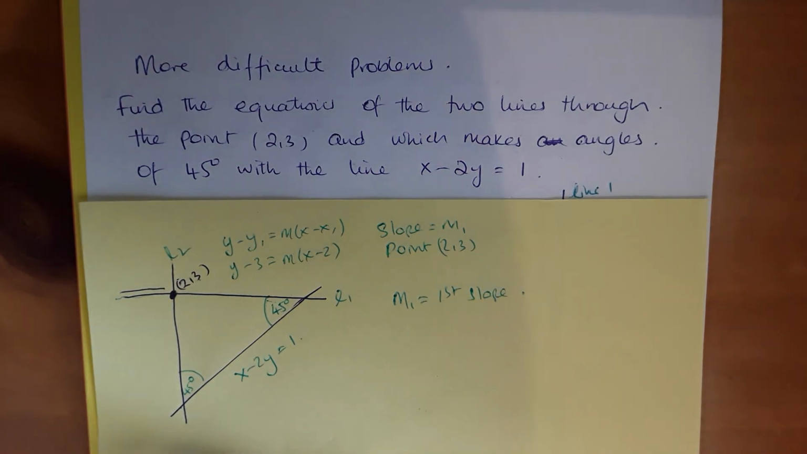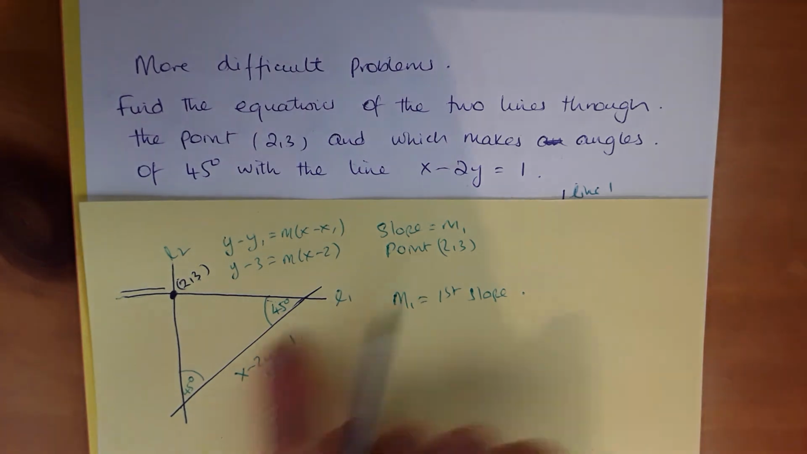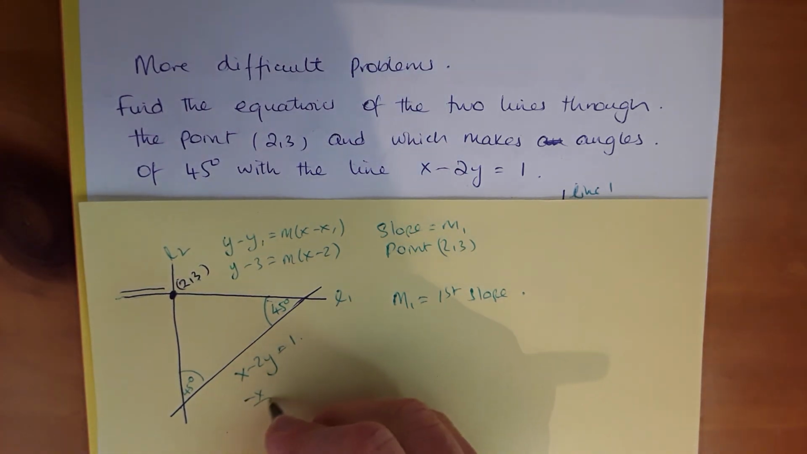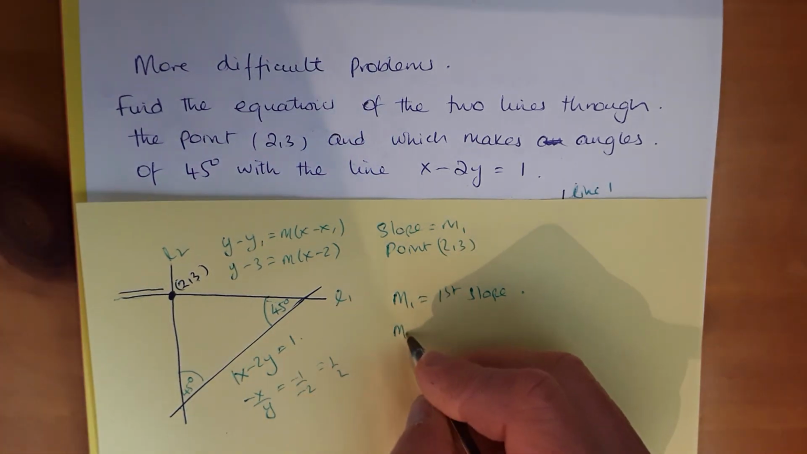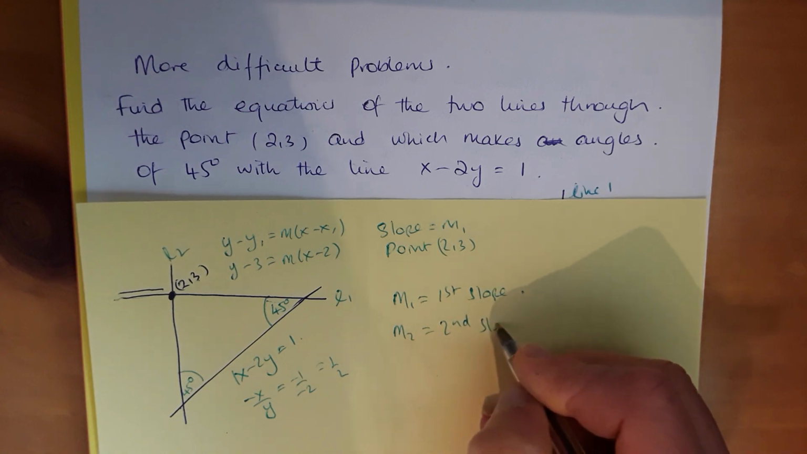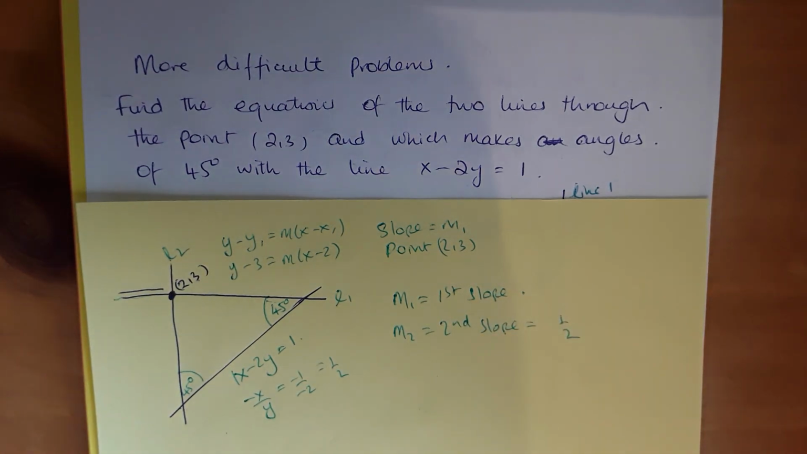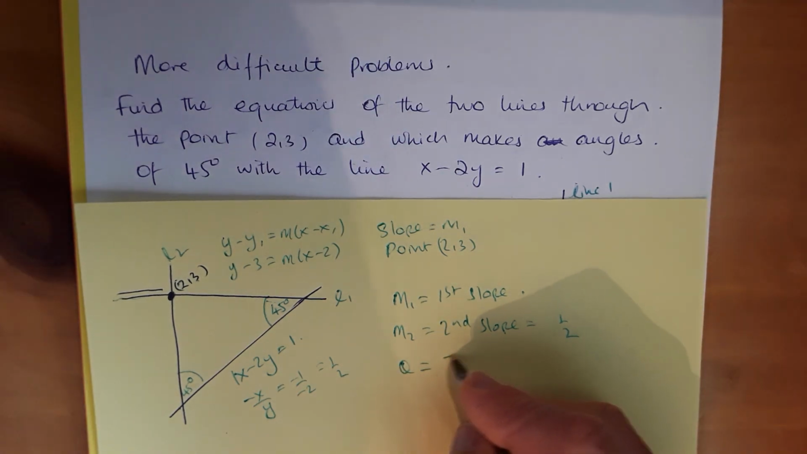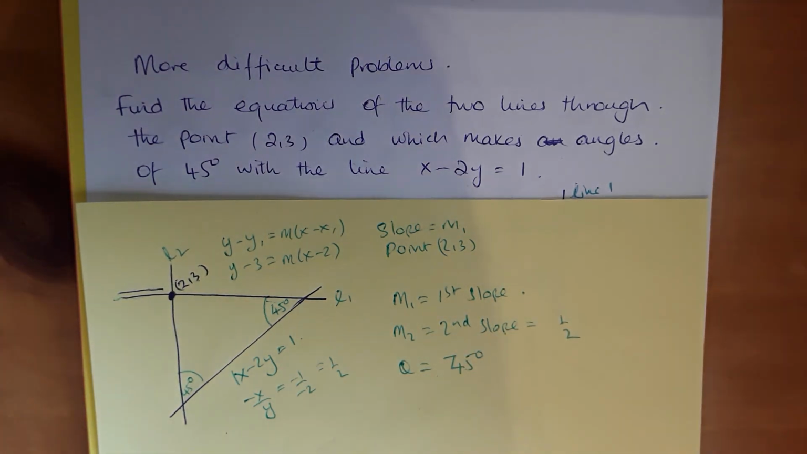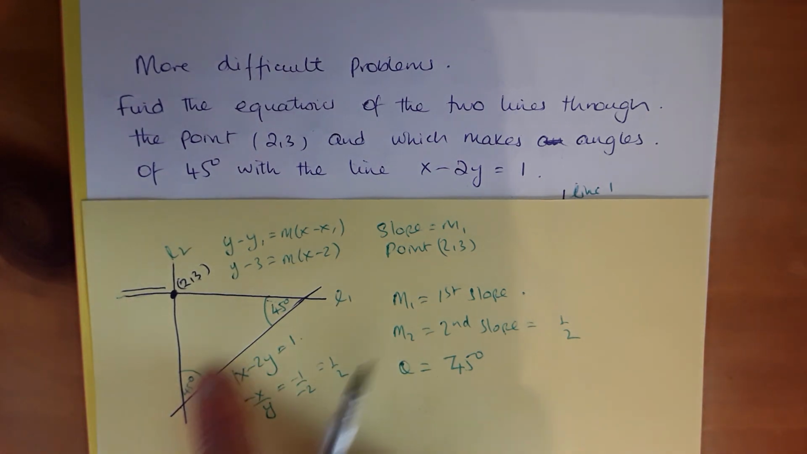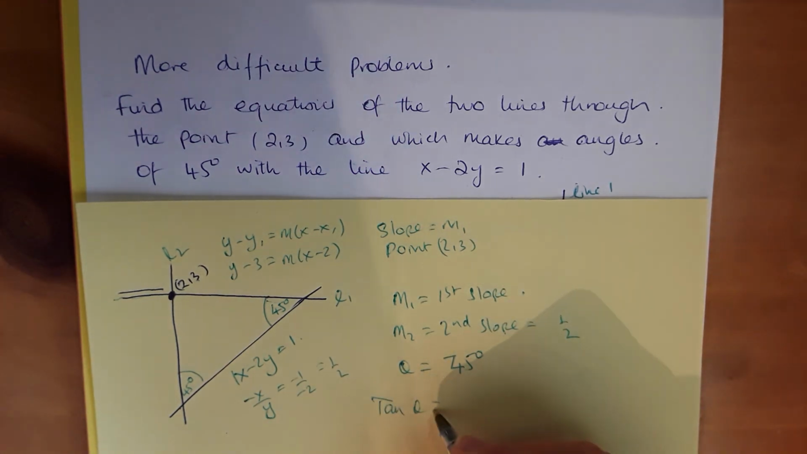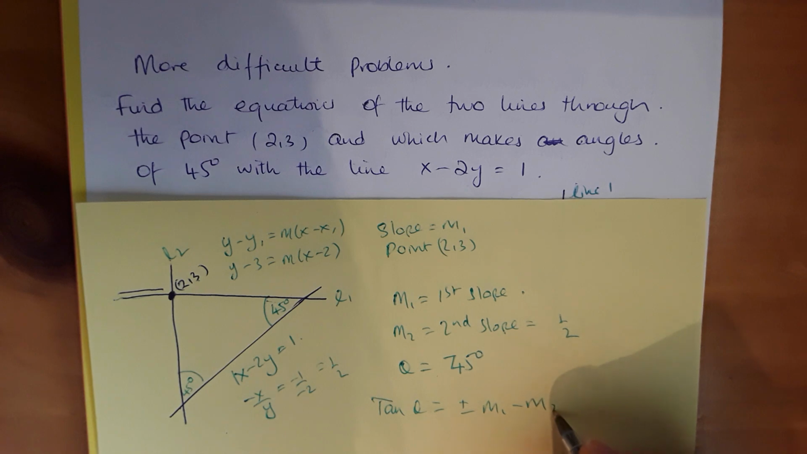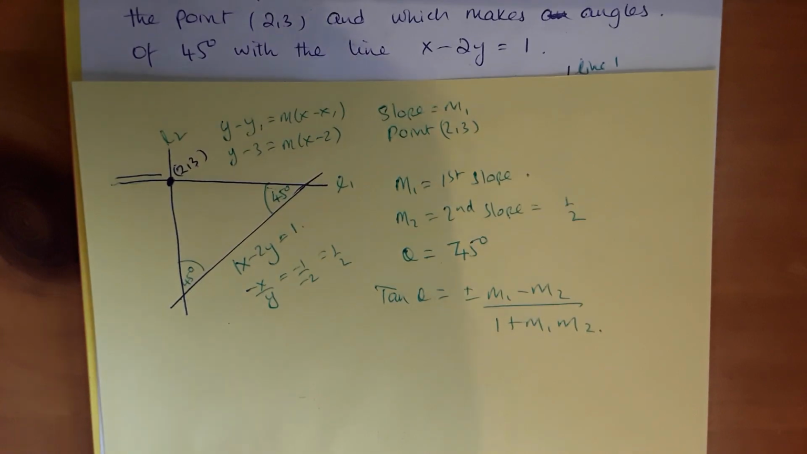Now I will be able to find another slope, right? Because I know the slope of this line. The slope of this line is minus the x over the y, so it's minus 1 over minus 2, which is a half. So we'll say m2 is the second slope, and that is a half. I know my angle is 45 degrees. So if I use my angle between two lines formula, because you can see you have two lines and the angle between them, tan of theta is plus or minus (m1 minus m2) over (1 plus m1 m2).